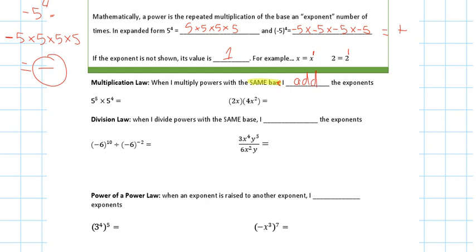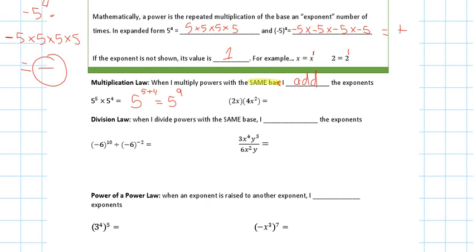So, let's look at this example. I have 5 to the power of 5 times 5 to the power of 4. Do I have the same base? Yes. What is it? 5. My base is 5. So, I keep my base and I add my exponents. So that's going to be 5 plus 4, so my answer is going to be 5 to the power of 9. Okay? So it's important that you have the same base. Otherwise, you cannot perform this operation or this law.